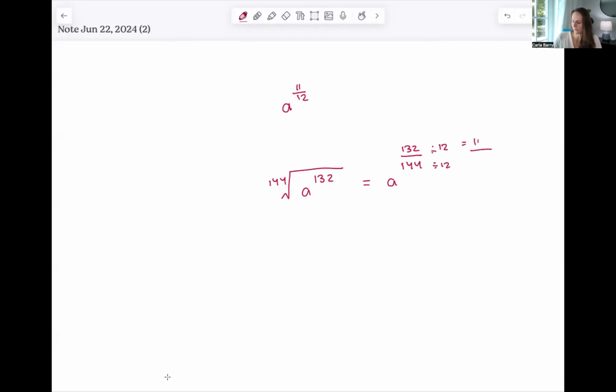And if I divide 144 by 12, that's going to be 12. So that equals a to the 11 over 12.